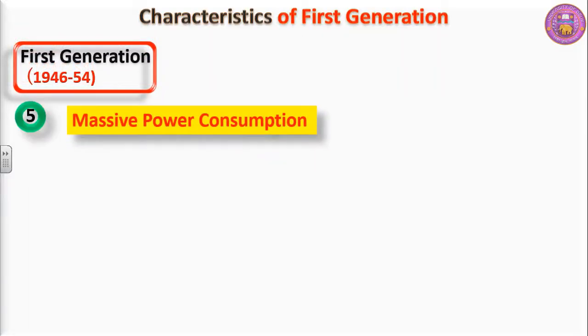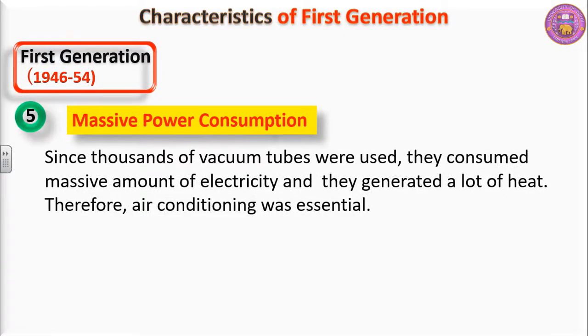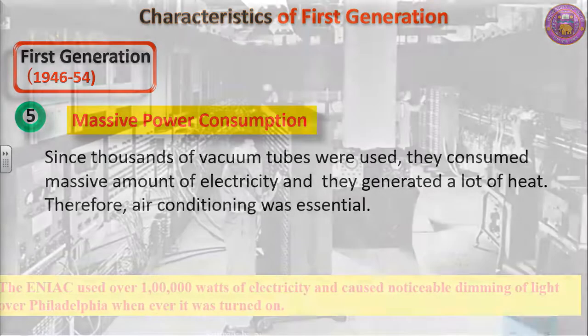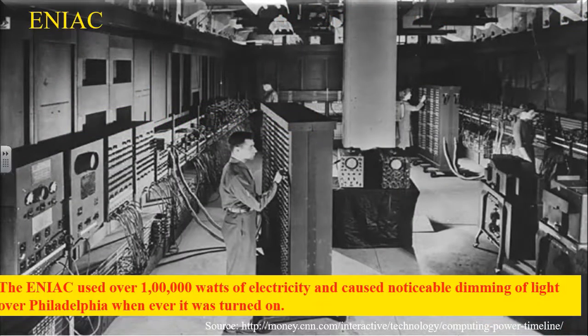Massive power consumption. Since thousands of vacuum tubes were used, they consumed massive amount of electricity and they generated a lot of heat. Therefore, air conditioning was essential. You can see that in the case of ENIAC computer, it used over 1 lakh watts of electricity and caused noticeable dimming of light over Philadelphia state whenever it was turned on.